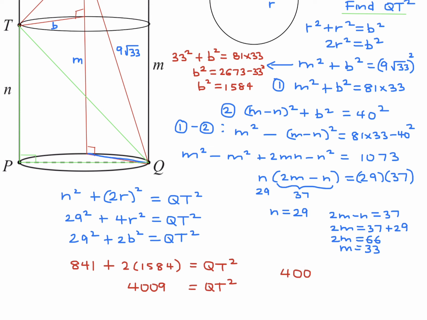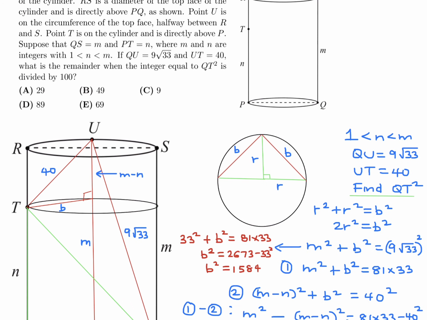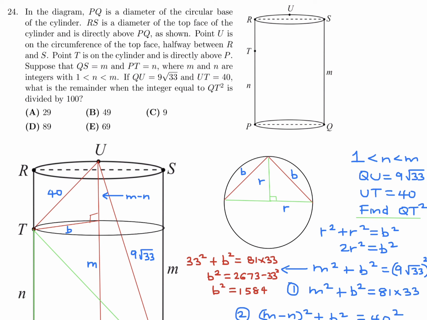Well, the value is 4009. When I divide by 100, that equals 40 with a remainder of 9. And the remainder is what they wanted us to figure out. So 9 is the answer to this really cool question. Number 24, the answer is C.